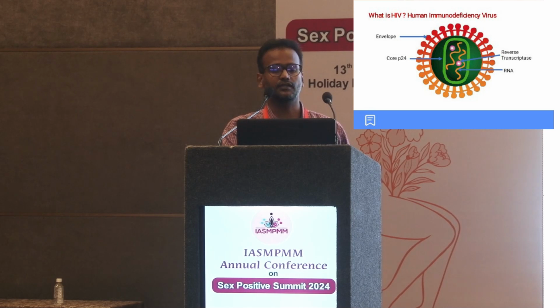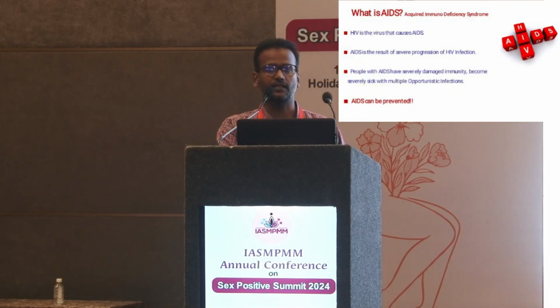This is the structure of the HIV virus. Like any virus, it has a core with an RNA strand. There are two types of HIV. As everyone knows, HIV-1 is the most common, but we should also know about HIV-2 because the treatment line varies between HIV-1 and HIV-2. AIDS is the severe manifestation of HIV infection, but it can be prevented.